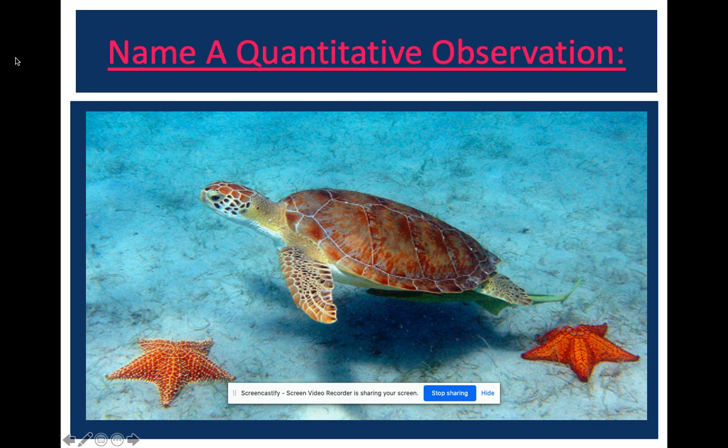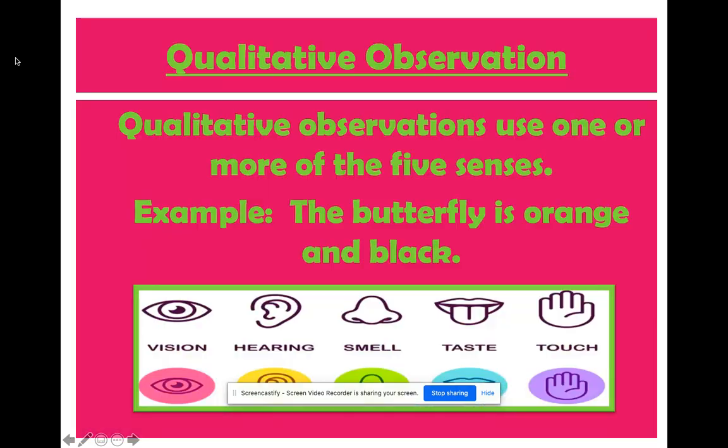So if you look at this picture, okay, if I ask you for a quantitative observation, you might say there's 2 stars. You might count the number of eyes. It has 2 eyes. You might be able to pull out a ruler and tell me the length. Those are quantitative observations that can be proven. Not saying things like the turtle is big. You cannot prove big. It needs a number and it needs to be proven.